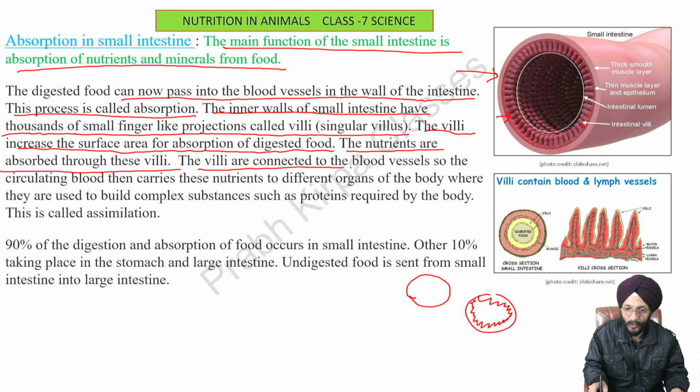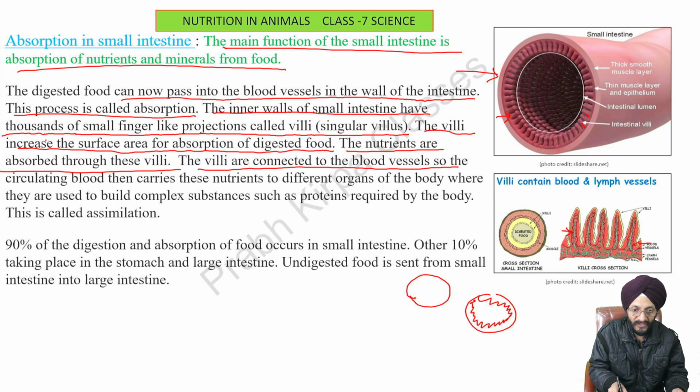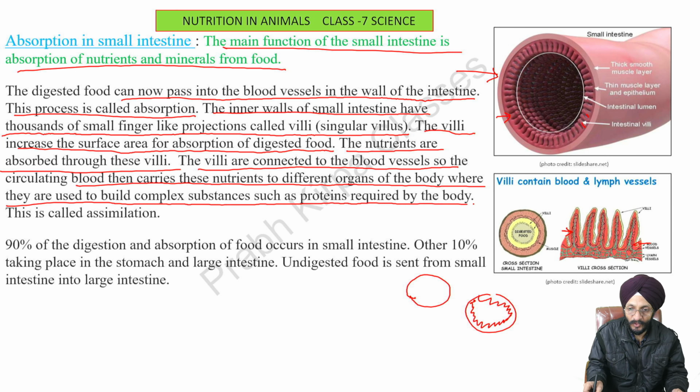The villi are connected to the blood vessels. You can see here, these are the blood vessels. So the circulating blood then carries these nutrients to different organs of the body, where they are used to build complex substances like proteins as required by the body. This is called assimilation.